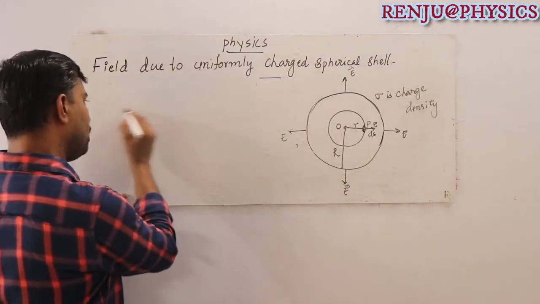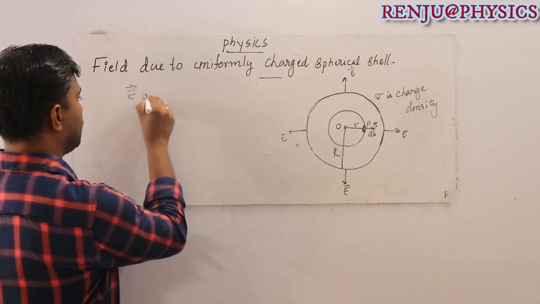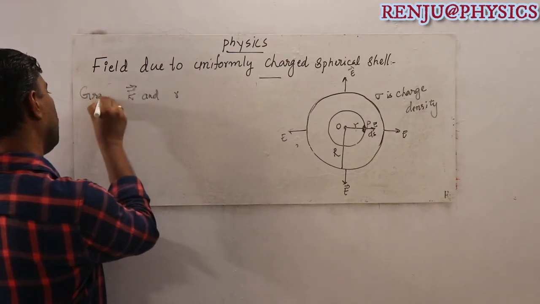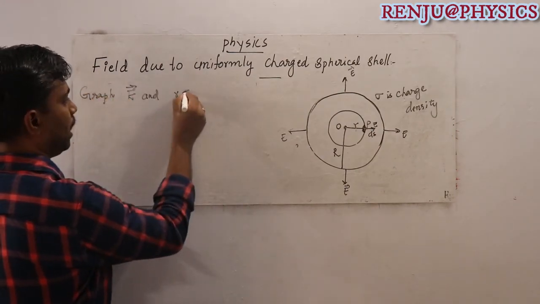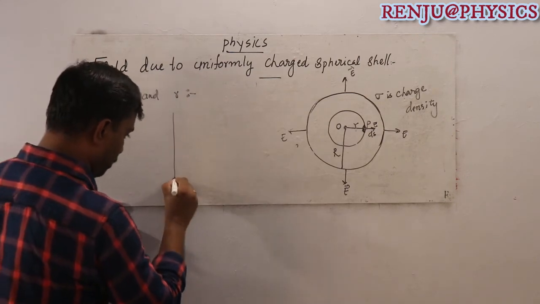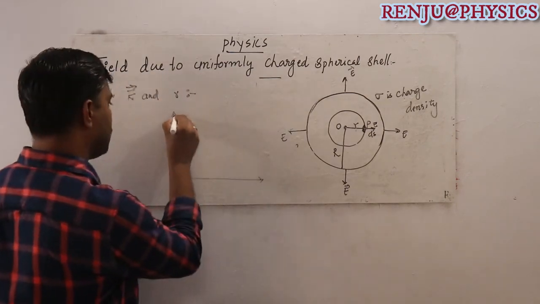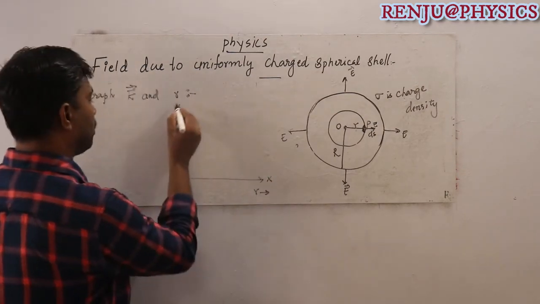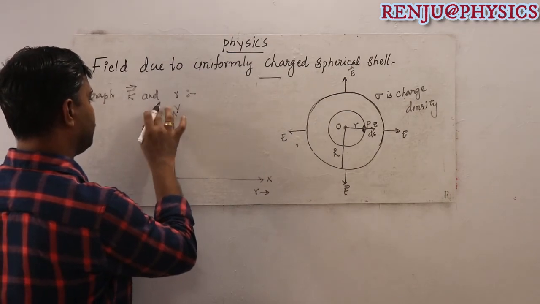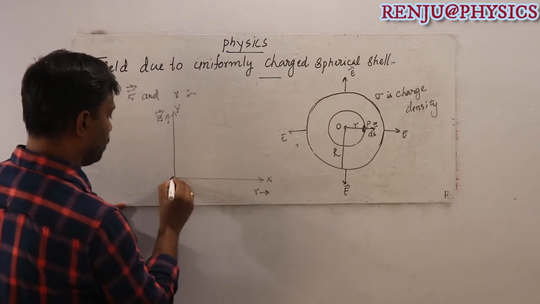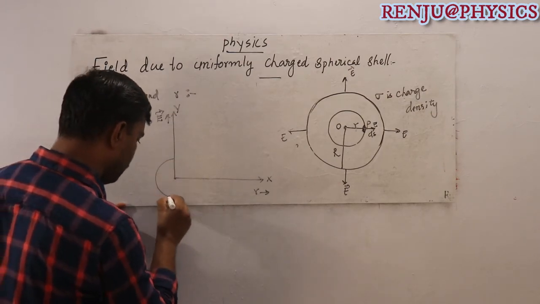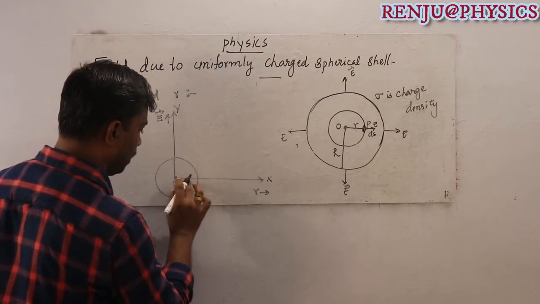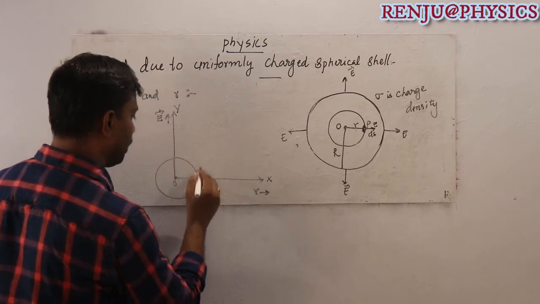So here, this is a graph between electric field and distance. We are taking two axes, the y-axis and the x-axis. Along the x-axis we are taking distance r. Along the y-axis we are taking electric field E. We are drawing a small sphere here with center O and radius R.